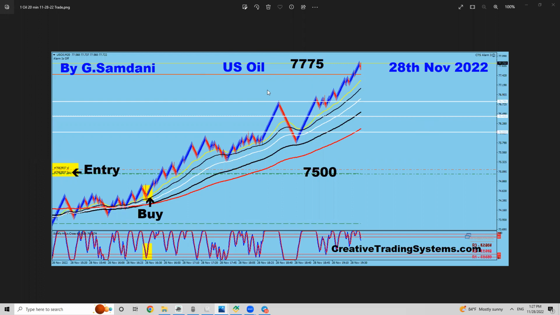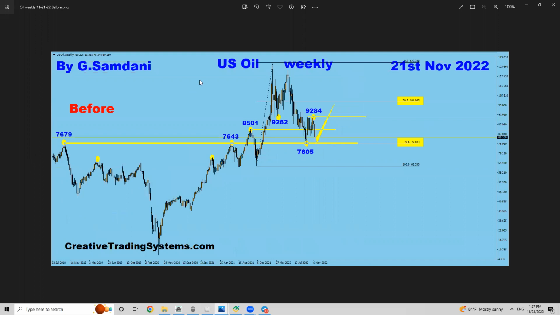All right, let me show you from the start. This is the chart I made, the US oil weekly chart, on the 21st of November. So it's a weekly chart showing the possible direction. This was the low, this was the high, this was the high.